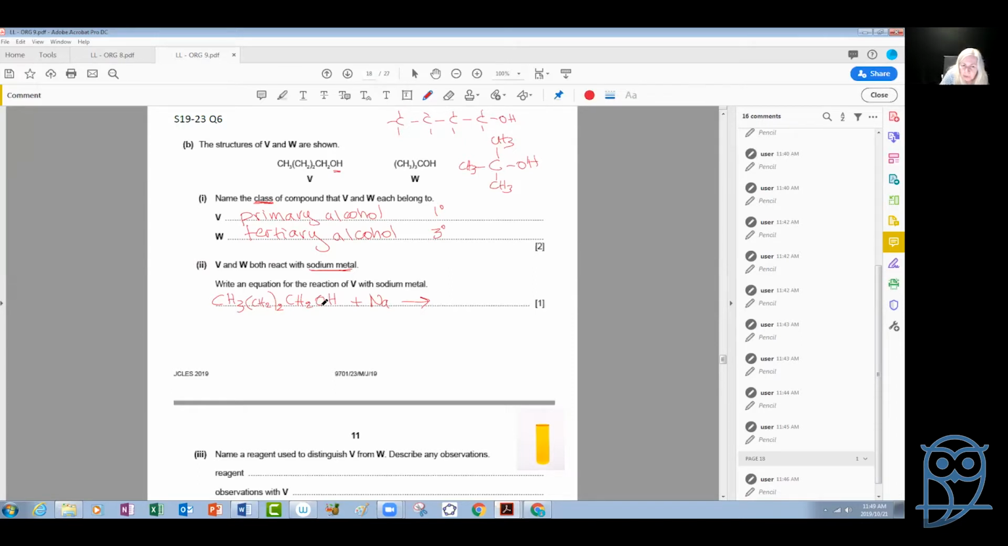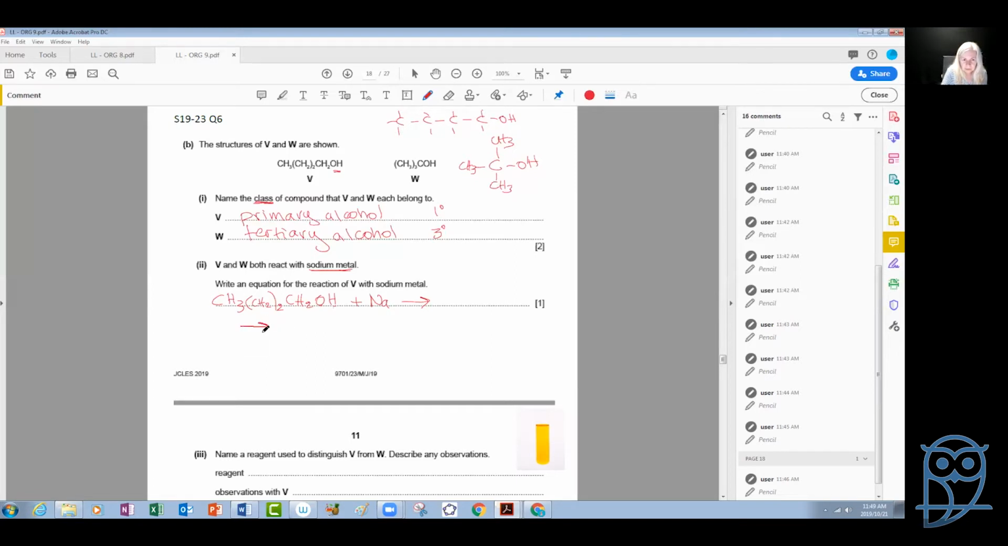It's the bond between oxygen and hydrogen that breaks, because usually in other reactions that we see, it is the bond between the carbon and the group here that breaks. But in this case, we need to be very careful. It's this bond between oxygen and hydrogen that breaks, not between carbon and oxygen. So the hydrogen is going to be removed from here, and it will be replaced with a sodium.